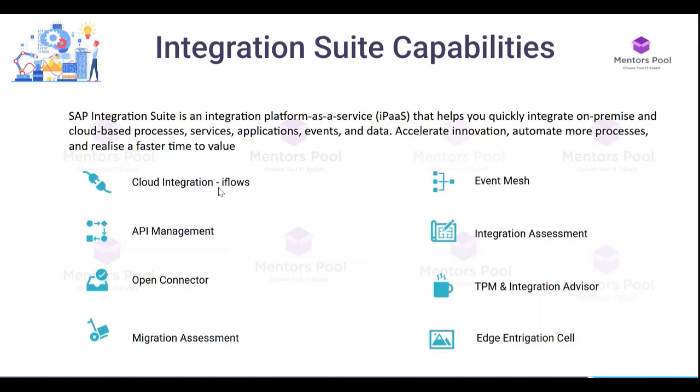So guys, previously we had a separate tool called CPI, and a separate tool called API Management. But now SAP took a decision that let's do one thing, let's name one tool as Integration Suite and club all of them into one. Okay, so now they came up with the idea called Integration Suite. Integration Suite has CPI as one of the services within it. Okay, it also has API Management, and it also has Integration Assessment, Trading Partner Management, Integration Advisor, Edge Integration Cell, and Migration Assessment, all of which we will pick up one by one and understand.